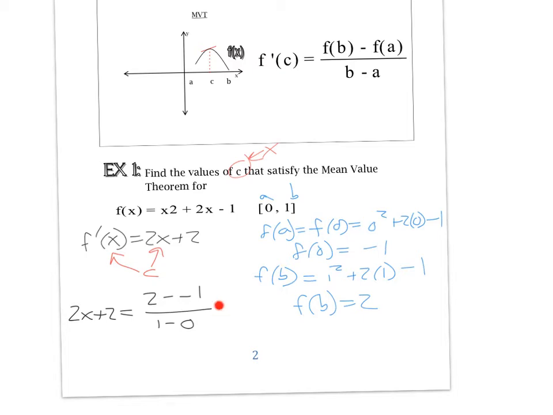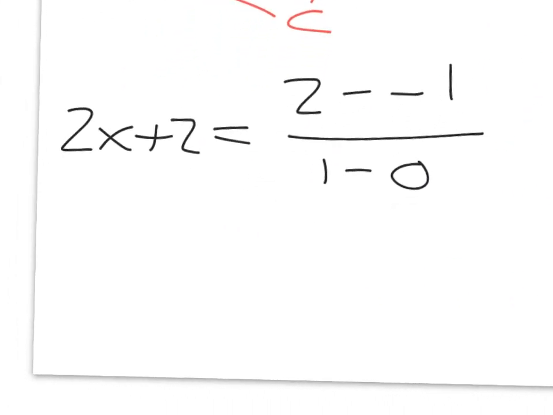So this on the right would represent the slope between these 2 points. This on the left represents the derivative of the function, which is all slopes. And so all we're doing is finding the point where the tangent slope is equal to the slope between these 2 points. And we just do that by setting them equal. And so you end up with 2x plus 2 equals 2 minus negative 1.